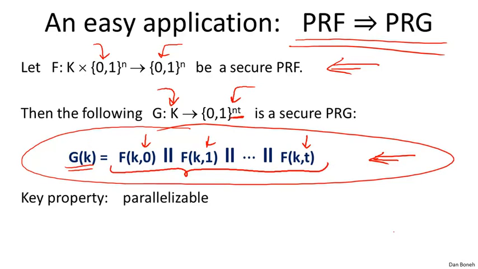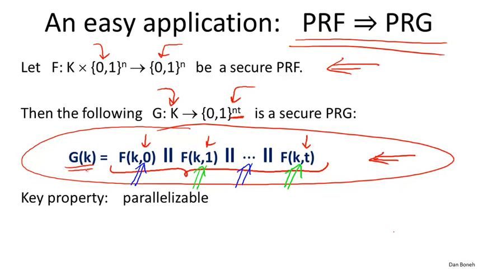A key property of this generator is that it's parallelizable. What I mean by that is if you have two processors or two cores, then you can have one core compute the even entries of the output and another core compute the odd entries. So with two cores, you can make this generator run twice as fast as with a single core. The nice thing is that we know pseudo-random generators give us stream ciphers, so this is an example of a parallelizable stream cipher.